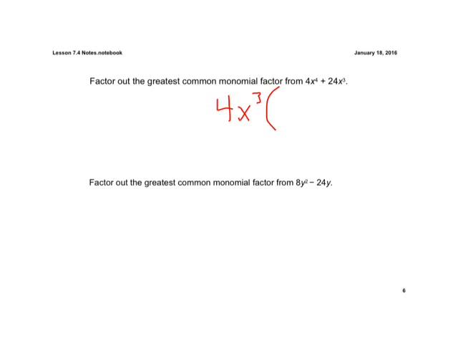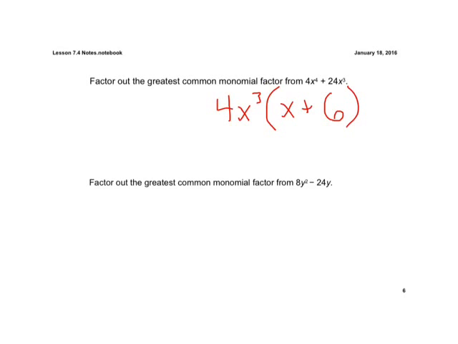Now what's left over? What can we multiply by 4x to the third to get 4x to the fourth? Okay, well, we know that's just x. Okay, now the second term, we're going to divide that 24x to the third by 4x to the third. Okay, and when we divide, we're going to end up with just a 6. Okay, and we can leave it right there.